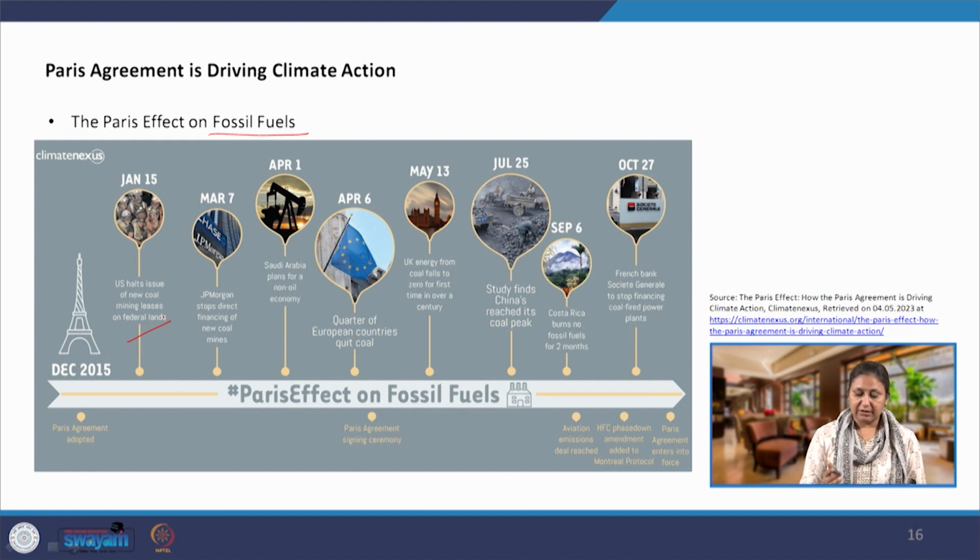JP Morgan stops direct finances of new coal mines. Saudi Arabia, a country known for running its economy on oil, is planning for a non-oil economy. A quarter of European countries quit coal. UK energy from coal falls to zero for the first time in over a century, and we are talking about countries declaring no burning of fossil fuel for a period such as 2 months, and major financial institutions stopping financing of coal-fired power plants and projects like these which are polluting.